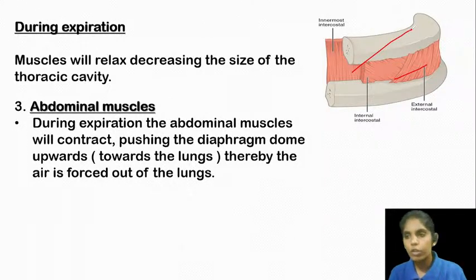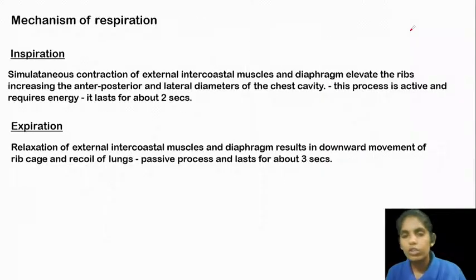And coming to the abdominal muscles, the abdominis muscles. During expiration, these abdominal muscles will contract and they will push the diaphragm towards the upward side, and thereby the air present in the lungs will be expelled out of the lungs. So that is about the different muscles involved in the respiration process: the diaphragm, the external and the internal intercostal muscles, and the abdominal muscles. Now let us know the mechanism of respiration.